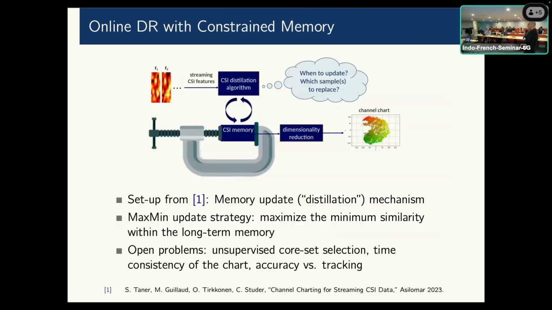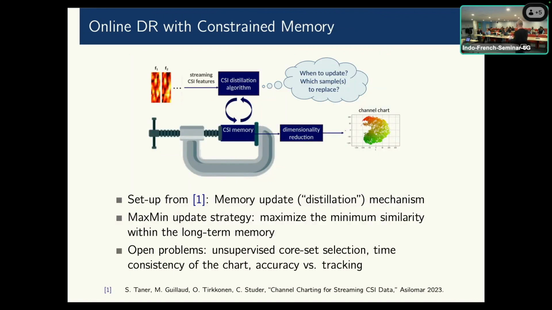At the moment we are trying to extend this approach and make it more practical. One thing that we are looking at in particular is how you can do a channel chart with constrained memory. Because if you want this channel charting operation to run on a base station or maybe a Wi-Fi access point, it's clearly not practical to store all the CSI data.